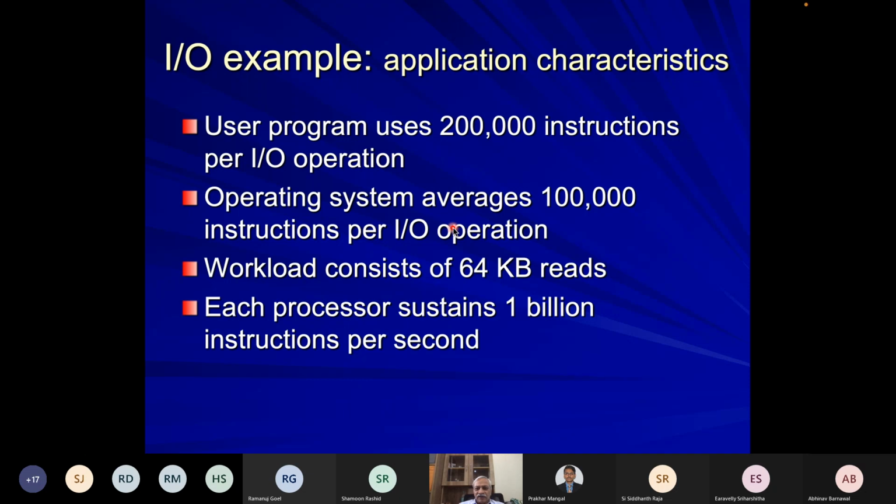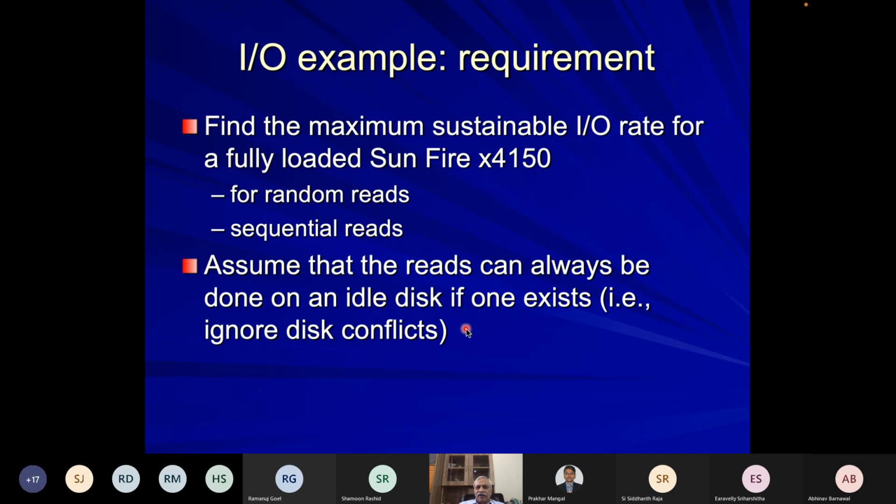Each processor is able to sustain 1 billion instructions per second. So that is the processor speed given. We need to find out the maximum sustainable IO rate for a fully loaded Sunfire server in two different cases, for random reads and for sequential reads. I'll tell you what the difference between these is.